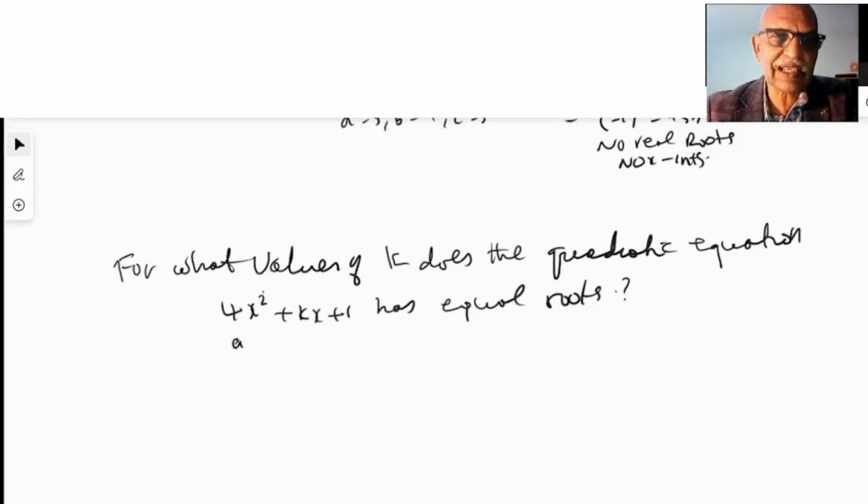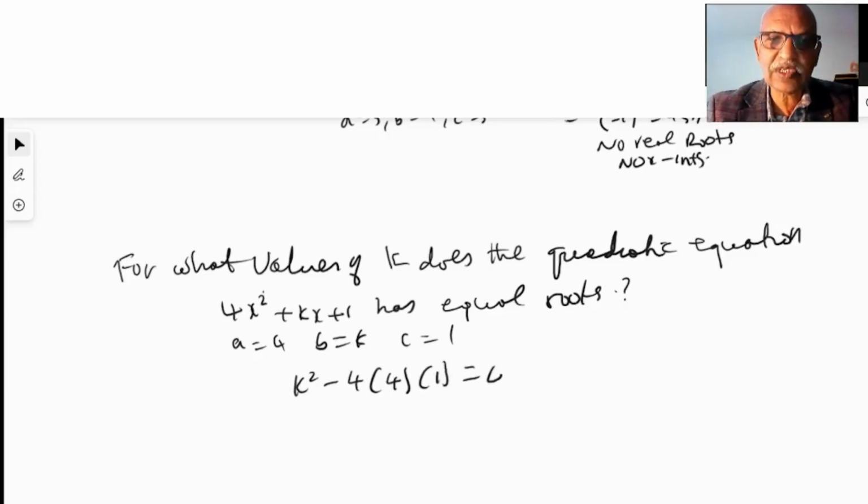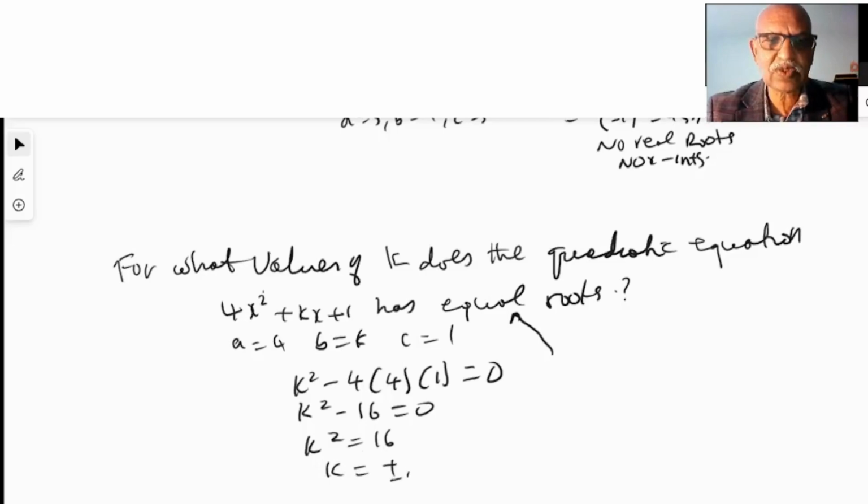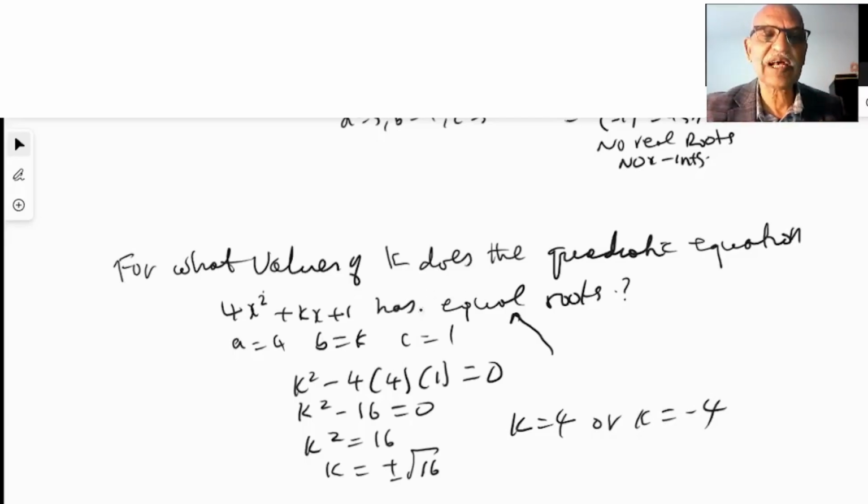What we say is, first, a equal to 4, b equal to k, c equal to 1. So I find b squared minus 4ac. b squared is k squared minus 4ac. This must be equal to 0 because they are equal roots. Therefore, k squared minus 16 equal to 0. k squared equal to 16. k equal to plus or minus the square root of 16. Therefore, k can be 4 or k can be equal to negative 4. If the question was for what value has two roots, I would say this would be greater than 0. No real roots, I would say this is less than 0.